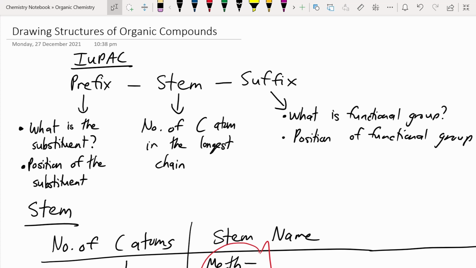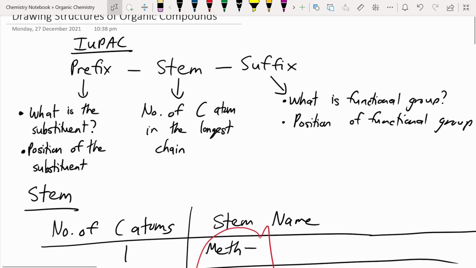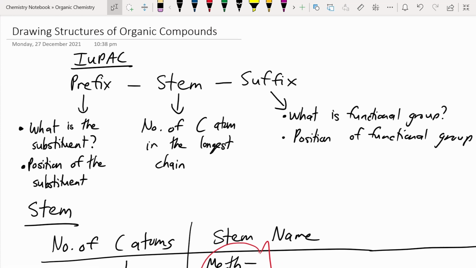Yay! So, in this video, we're going to be talking about drawing structures of organic compounds. This is one of the 4 videos that we are going to be addressing for organic chemistry. First is drawing of organic compounds. Second will be isomerism. Third will be the hybridization of atomic orbitals, and lastly it will be the free radical substitution of alkanes. So when it comes to drawing structures of organic compounds, we'll be talking about the IUPAC rule.